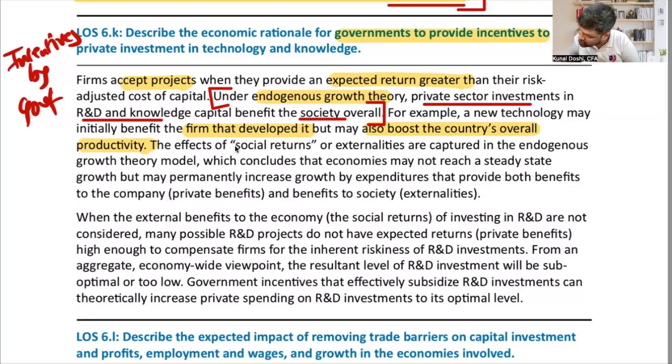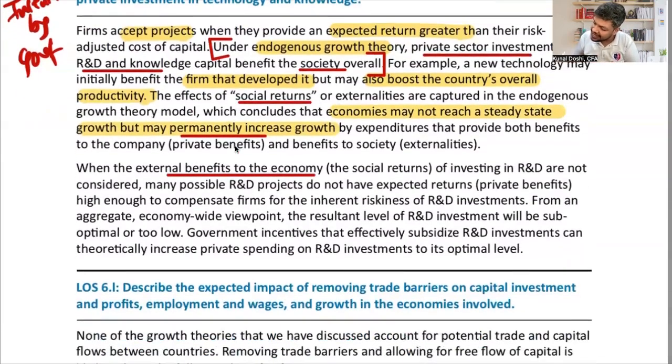The effect of social returns and externalities are captured in the endogenous model. We discussed that, which concludes that economies may not reach a steady state of growth, but may permanently increase. Isn't it? That's the benefit, correct? When the external benefits to the economy of investing in R&D are not considered, many possible R&D projects do not have returns enough to compensate for the risk. As I said, when we do not consider the external benefit, right?